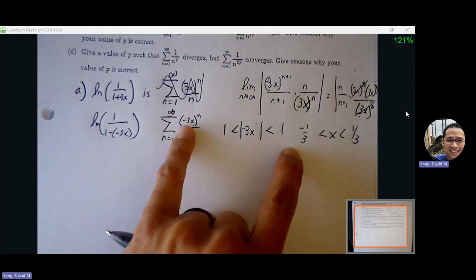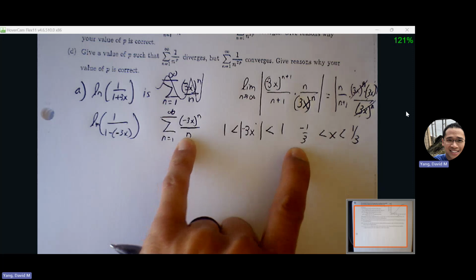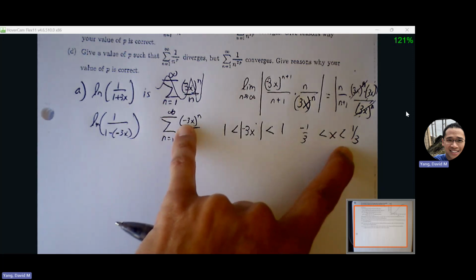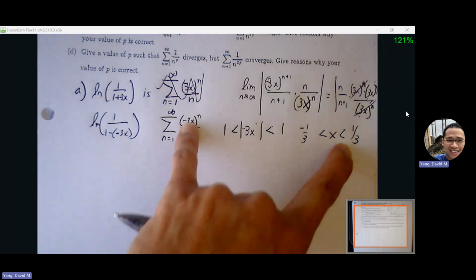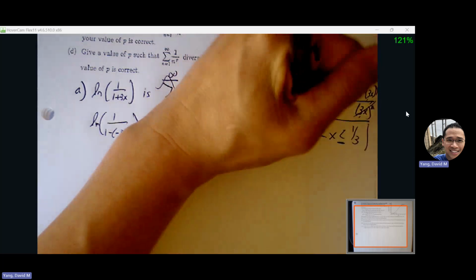So if I plug negative 1/3 in, the two negatives cancel out. I'm just left with a p-series, the harmonic series, that doesn't converge. But if I plug 1/3 in, 1/3 times -3 will still leave me with an alternating harmonic series. So it does converge at 1/3.